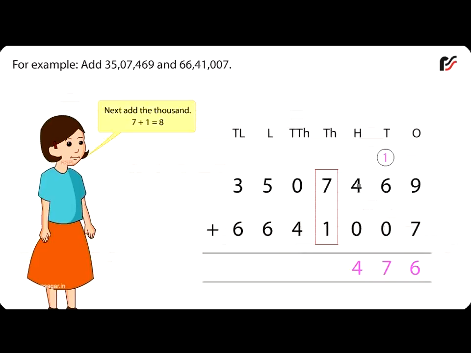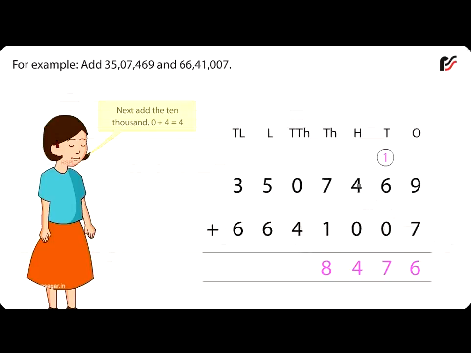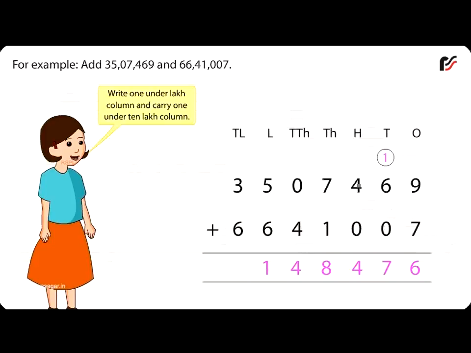Next, add the thousand. 7 plus 1 is equal to 8. Write 8 under thousands column. Next, add the 10,000. 0 plus 4 is equal to 4. Write 4 under 10,000s column. Next, add the lakh. 5 plus 6 is equal to 11. Write 1 under 1 lakh and carry 1 under 10 lakh column.